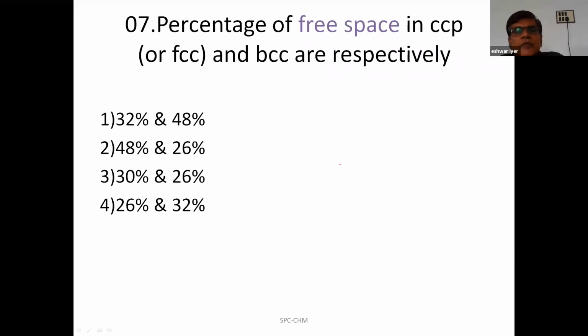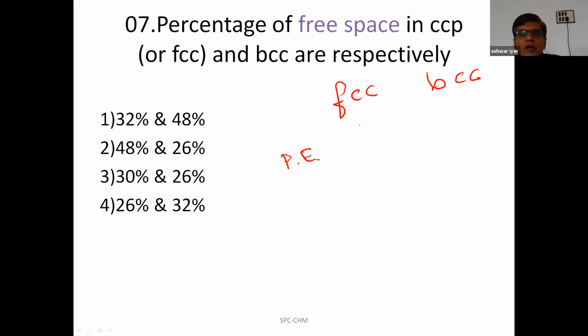Now the next question, percentage of free space, unoccupied space in CCP or FCC and BCC. They are comparing the two forms of the solid, FCC and BCC. To know the percentage of free space, we'll have to know the packing efficiency. Packing efficiency is the space occupied, so empty space is 100 minus that.